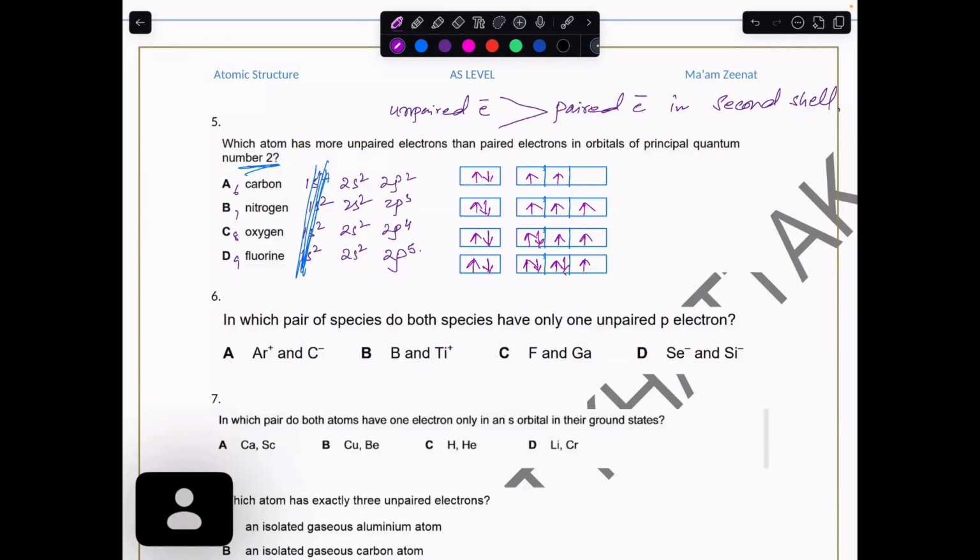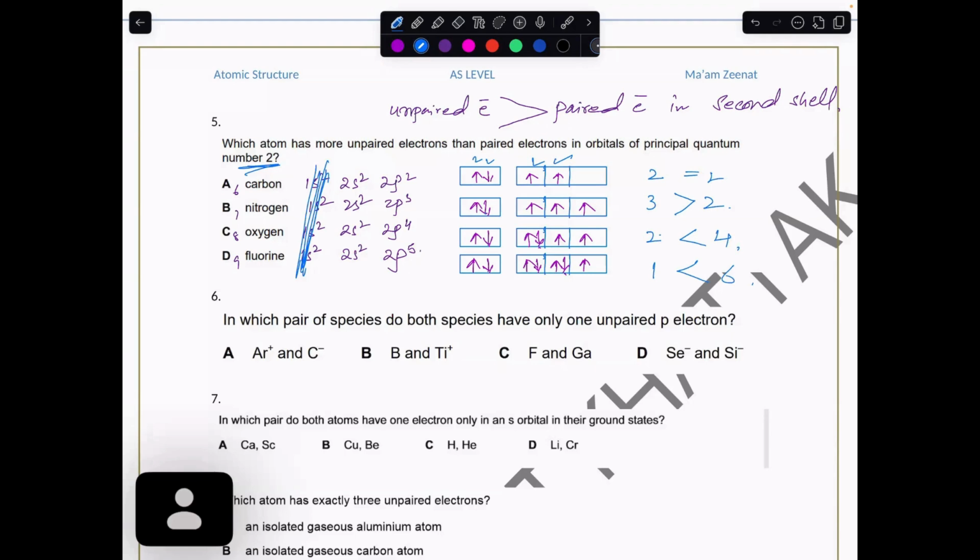So unpaired electrons are 2 and paired electrons are also 2. Unpaired are 2 and paired are 2. Unpaired are 3 and paired are 2. Unpaired are 2 and paired are 4. Unpaired is 1 and paired are 6.